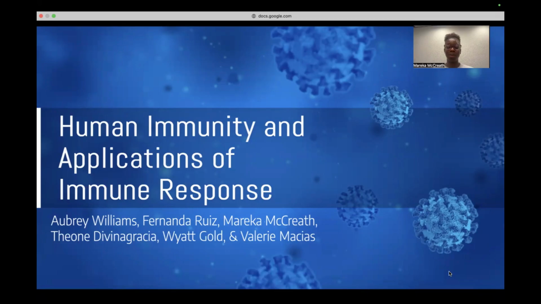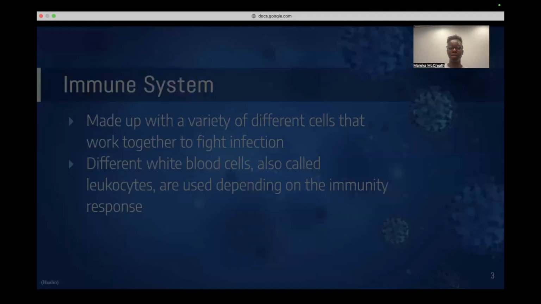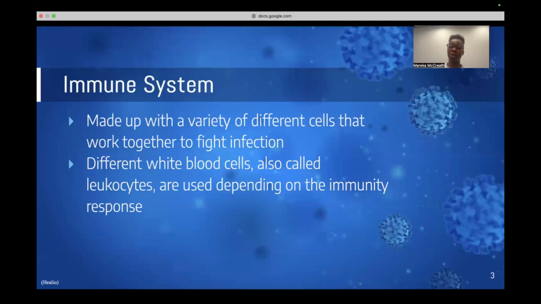Hello, so today we'll be going over human immunity and applications of immune response. I'll be going over cell immunity and its communication. So the immune system is made up of a variety of different cells that work together to fight an infection. Different white blood cells, also called leukocytes, are used depending on the immunity response.